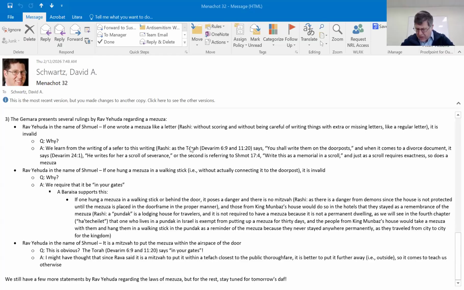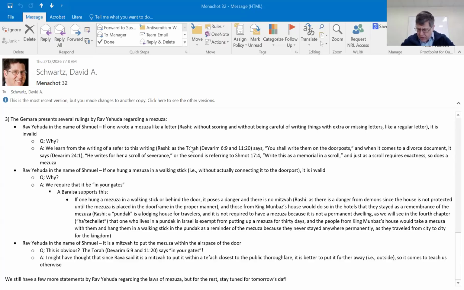And you know what? If you live there, you're not obligated to put a mezuzah up. That's why you don't have to put a mezuzah up when you go to a hotel. Delav diras kevahu, because it's not a fixed nature of living, as we're going to see in the fourth chapter of Menachos, in chapter Hatechelis.